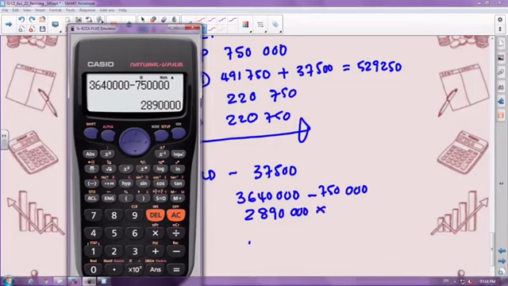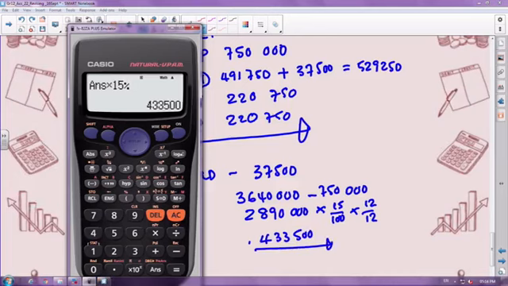Obviously, we're using amount, rate, and time. So my rate is 15 over 100. Times my time, it's old, I had it for the entire year, times 12 over 12. So immediately I say, take this figure times 15%. And it will give you a figure of 433,500. Right, that would be your depreciation on your old equipment.